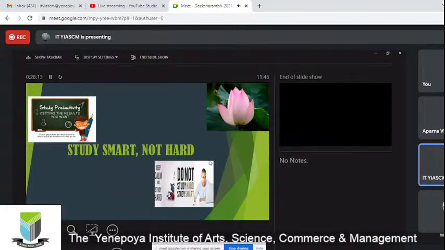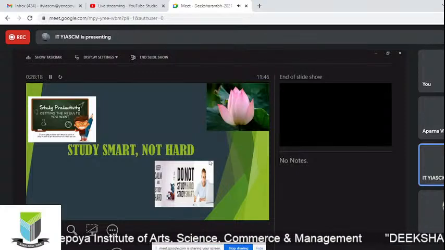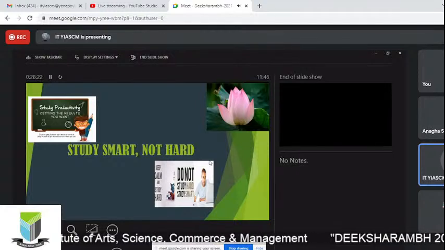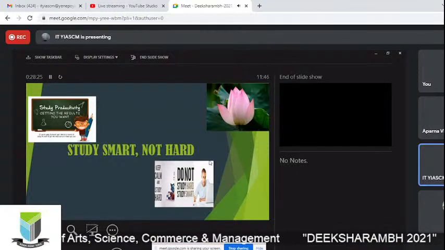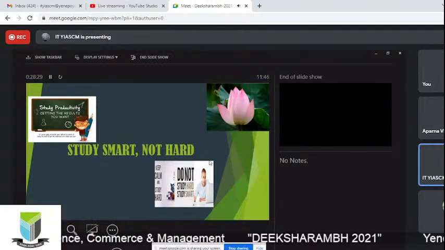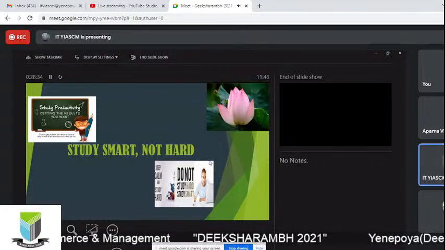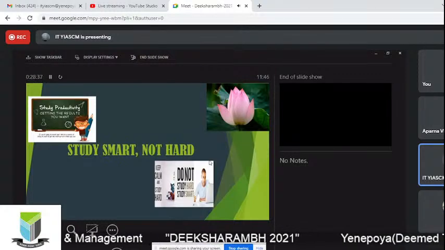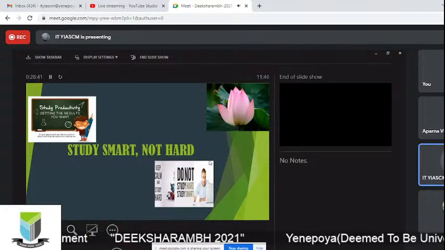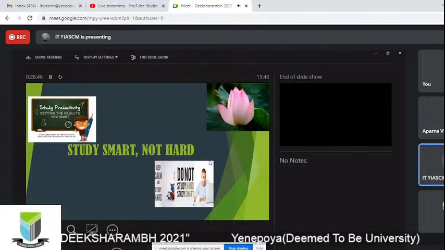So, last but not least, I conclude my session. Study smart, not hard. Not hard means what? Not hard means don't feel hesitant, don't be afraid. You study smart. These are the effective tips for the study.